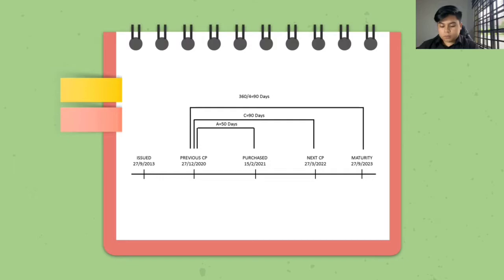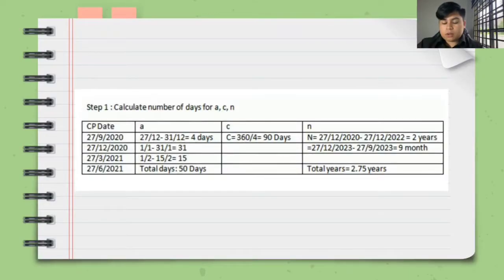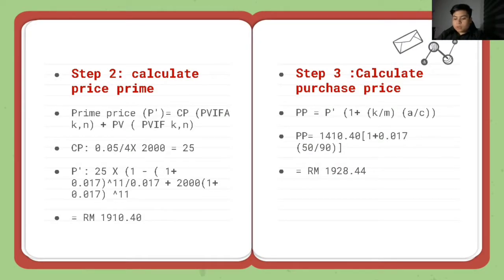Okay, for this question, we must create a timeline to find the total days for A, C, and N. Based on this slide, this is how we construct a timeline, so it would be easier to calculate them after. After completing the timeline, step 1, we can calculate the total days for A, C, and N. For A is 50 days, for C we get 90 days, and for N we get a total of 2.75 years. For step 2, calculate the prime price.